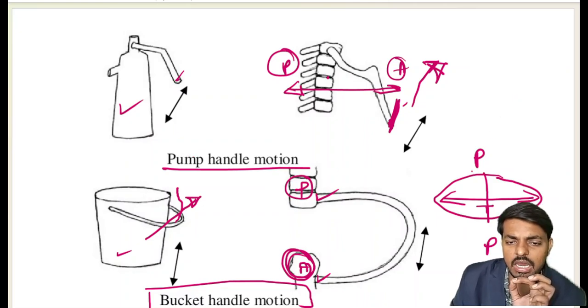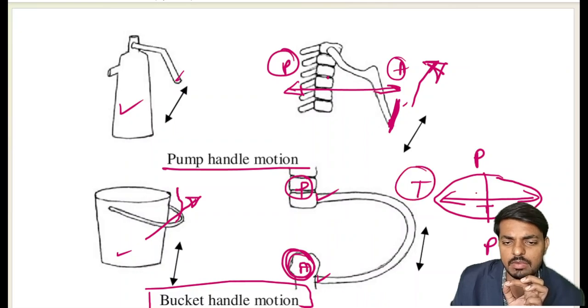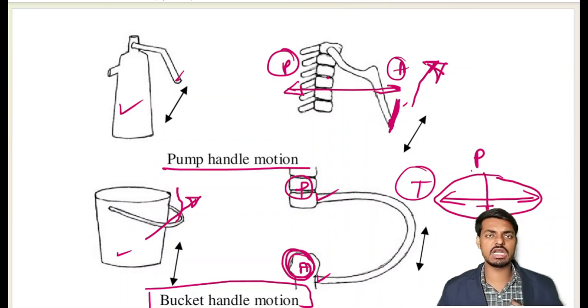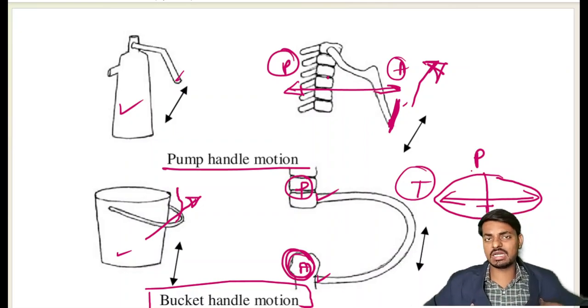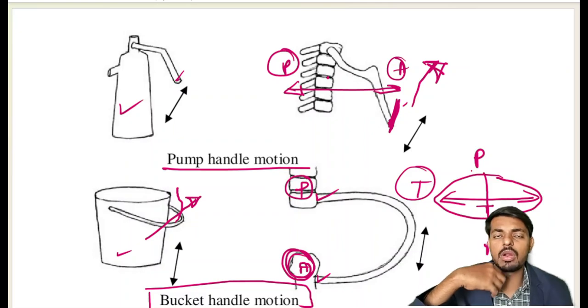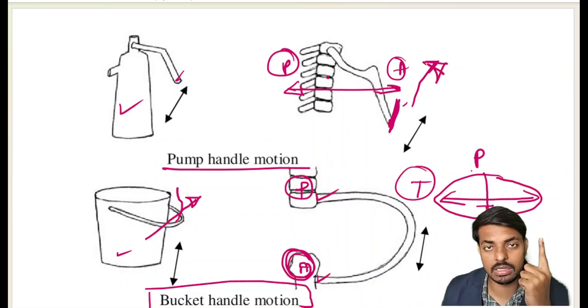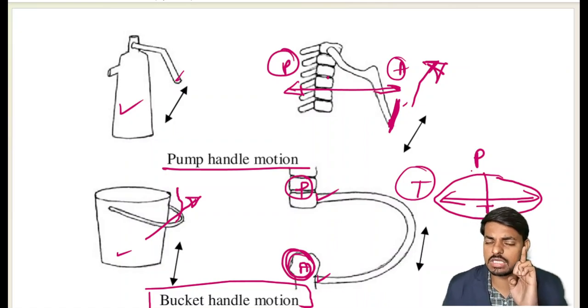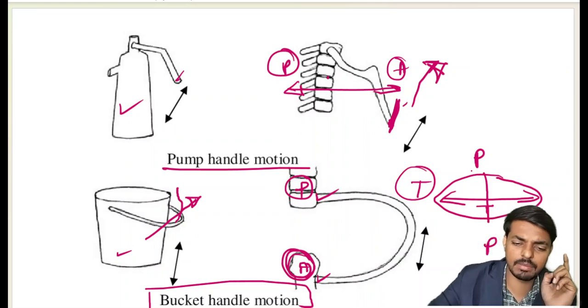When there is an increase in the anterior posterior diameter and the transverse diameter, the lungs will get completely inflated and negative pressure is created inside the lung. The negative pressure created inside the lung sucks the air from outside to the inside. That is what we call the negative pressure mechanism. For this to happen, the transverse diameter should be increased by the bucket handle movement, and the anterior posterior diameter should be increased by the pump handle movement. This is very, very important, you have to keep remembering it.